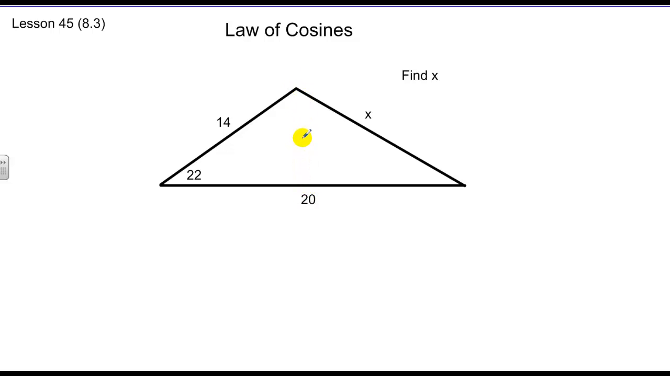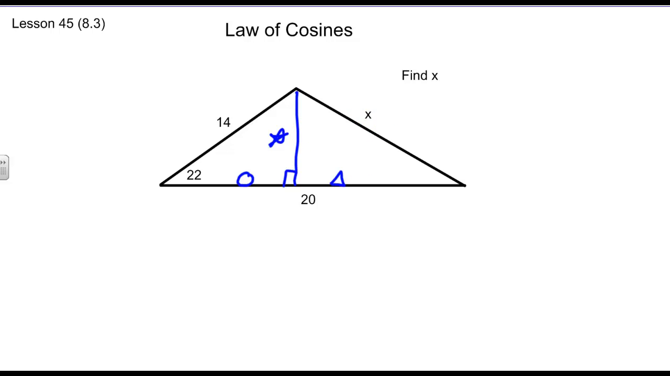I would imagine you could still find x by dropping an altitude, finding, I would say, this segment here of that small right triangle, subtracting from 20, finding this segment here. We could then also find this segment here using sine, cosine, or tangent, and then use the Pythagorean theorem to find that. But that's a lot of stuff.